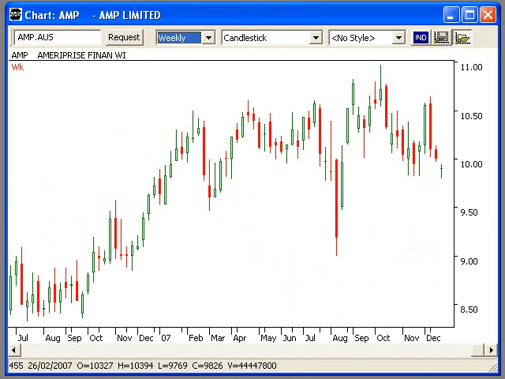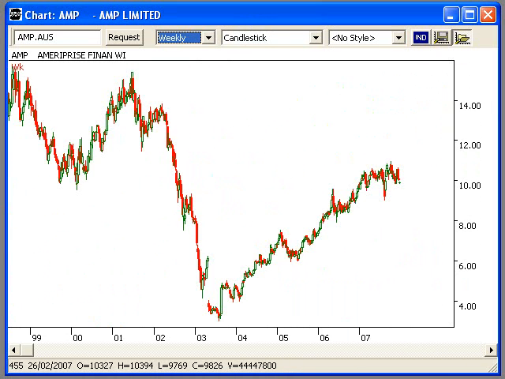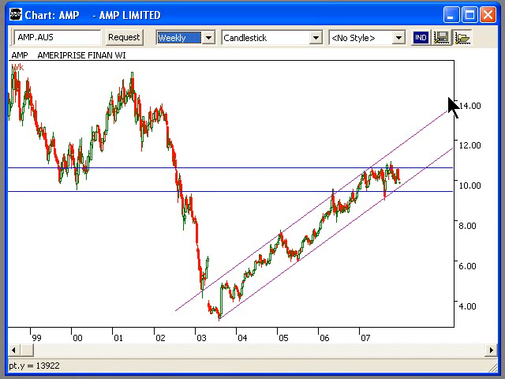Let's simply compress this chart up as much as we can, because we need a good overview of where the stock's been. We can see we've had a pretty good run down through here, and it's turned around and headed straight back up to about the $10 mark. If I get some trend lines on, these are basically support and resistance trend lines.